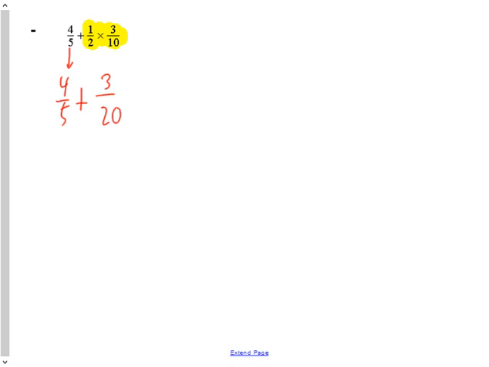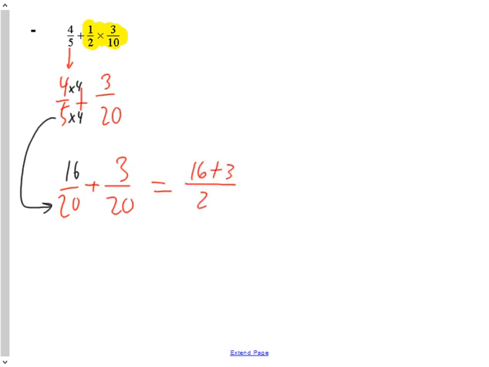Now you have addition of two fractions, which requires a common denominator. 3/20 will not change. But if you're having difficulty with making equivalent fractions, make sure you do what I'm doing right now. 5 times 4, it gives you that 20. And 4 times 4, since I multiplied the bottom by 4, is 16/20. Now that you have that, add your numerators, and keep your denominator for an answer of 19/20.